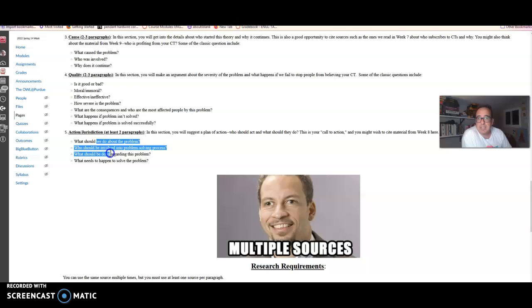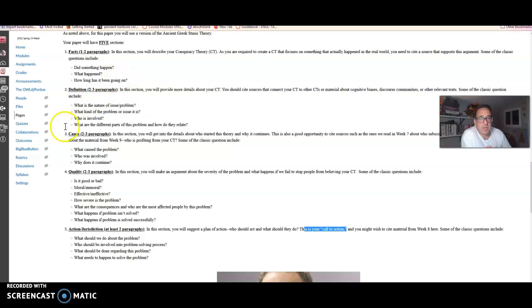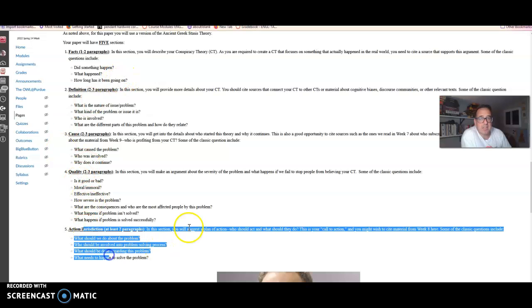And then lastly, this is basically your call to action. What should we do about this problem? Who needs to do something about this? Who should be involved in the problem-solving process? What can we do? Again, this is your call to action. So you're setting up this conspiracy theory, and in the end, this is where you get to that rousing, here's what we need to do situation.